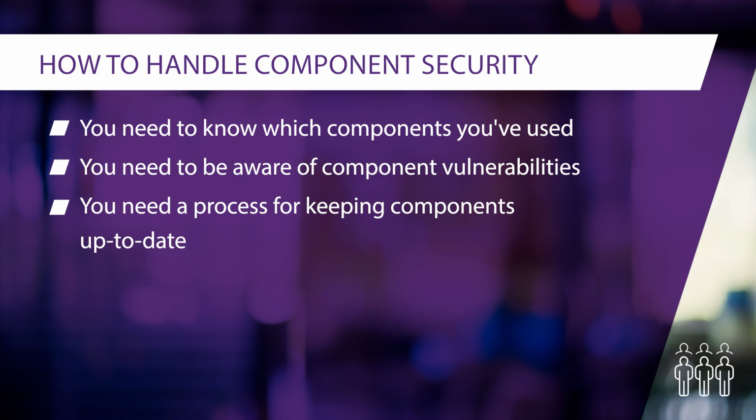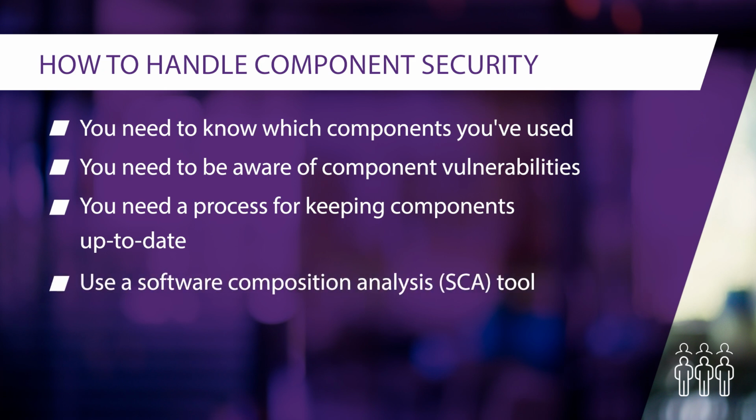It's too hard to keep track of all your components manually, so you'll want to use a software composition analysis, or SCA, tool. An SCA tool can examine your application and figure out which components you've used, and it tells you if any of those components have known vulnerabilities and need to be updated.